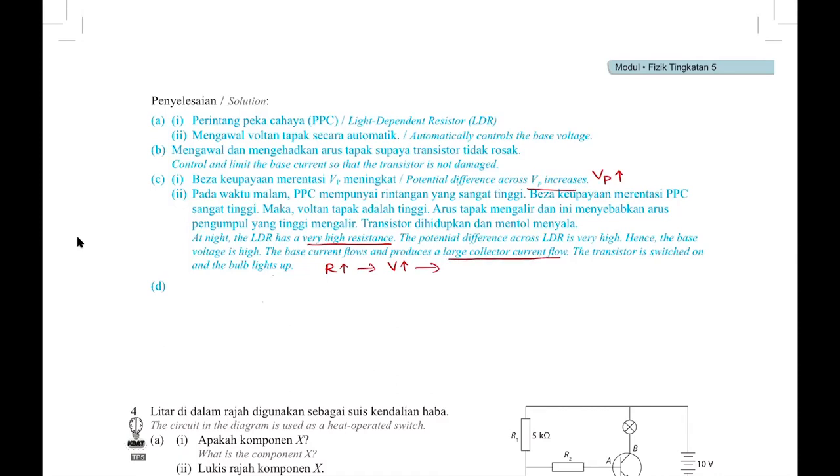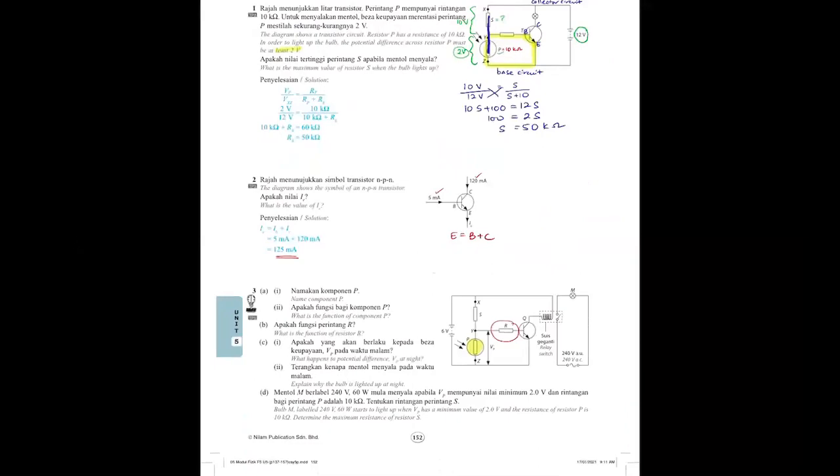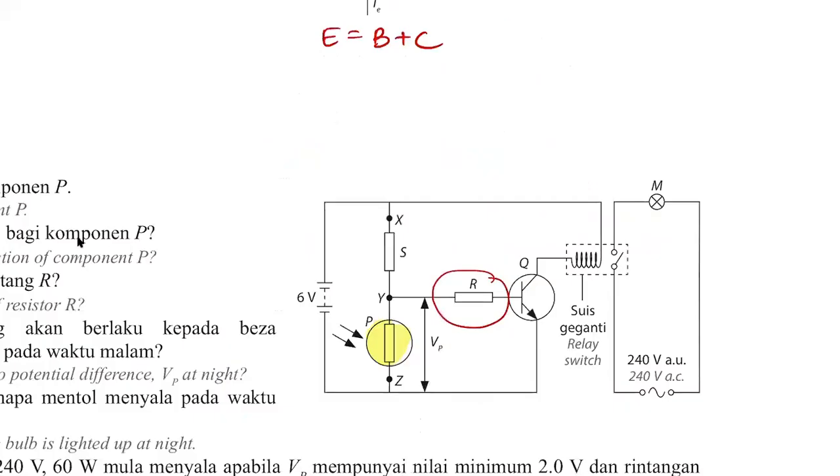Okay, so you have to mention which current, either at the base or at the collector ataupun the emitter. So it is usually IC, the collector current, because the collector current is connected to the bulb. Okay, kamu tengok di sini ya. As I said before, yang di bahagian bawah ini, it is the base circuit. Yang di atas adalah collector circuit. CBE. Okay.